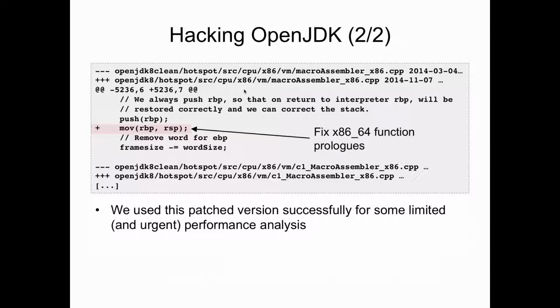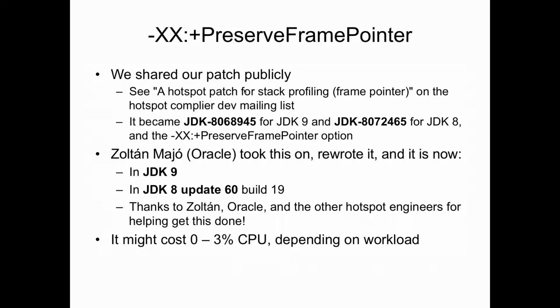For some time, we were running Brendan's patched OpenJDK to do things like the RxNetty versus Tomcat performance analysis. We shared a patch, and you can read the discussion about it, and it became a couple of bugs. Zoltan Majo from Oracle took this on and completely rewrote it and made it better, and also gave it an option so you could turn it on and off. So it became -XX:+PreserveFramePointer. That's been added to JDK 9 and JDK 8 update 60.